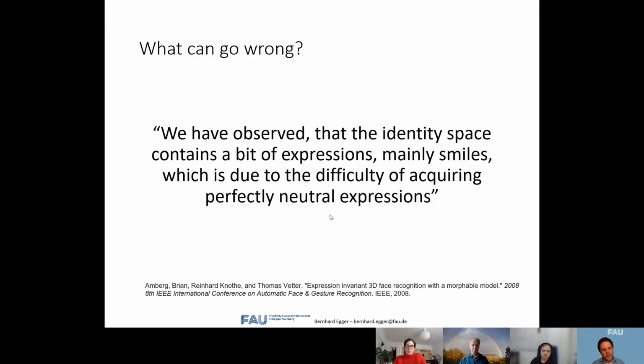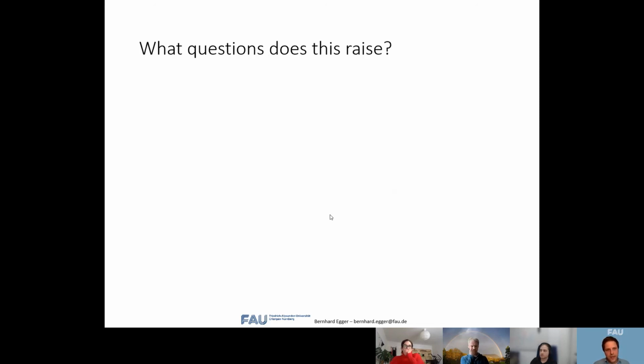If we go back to the original statement in the paper, we can definitely say it's not only mainly smiles, it's much more. And this ambiguity might just be relevant in practice, but might also be very interesting when we think about how the human brain might process faces.